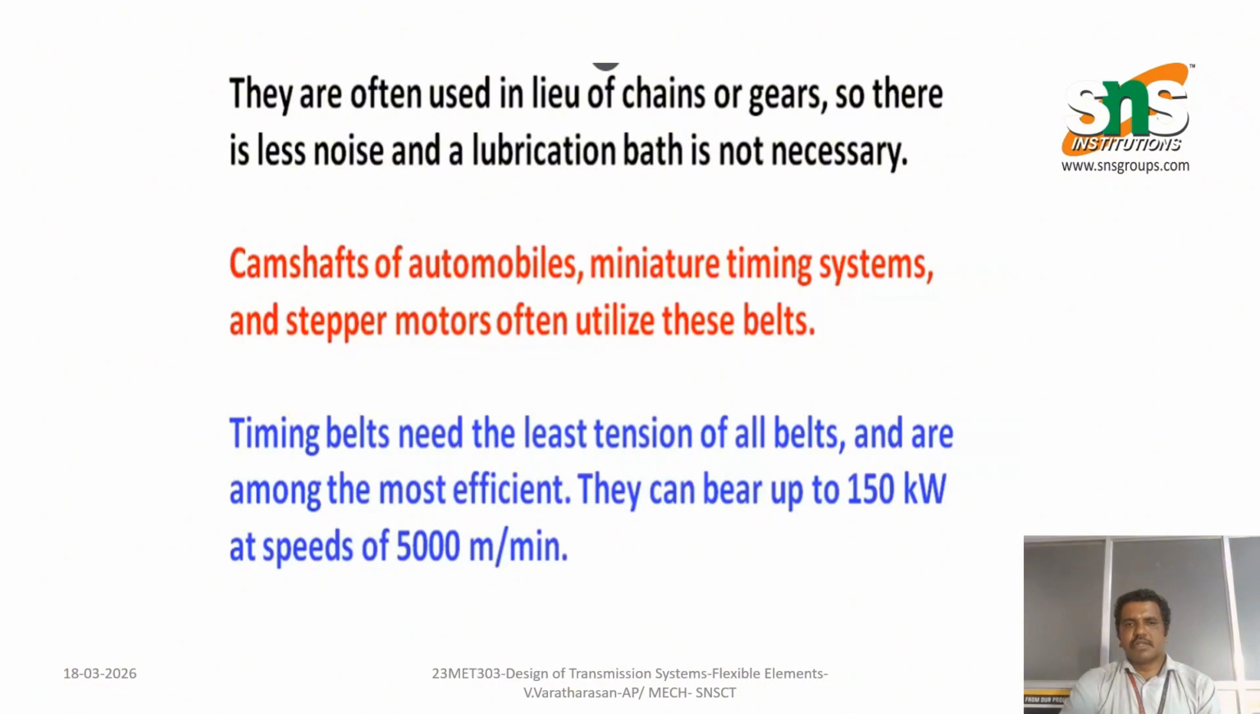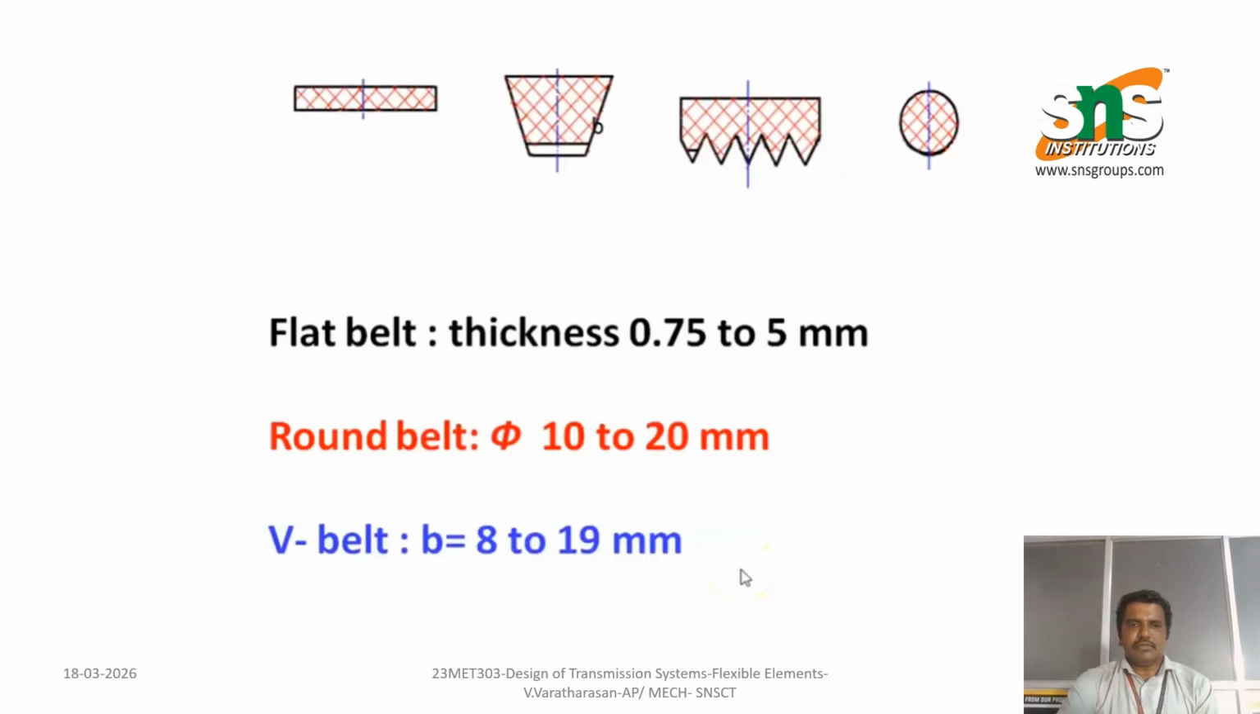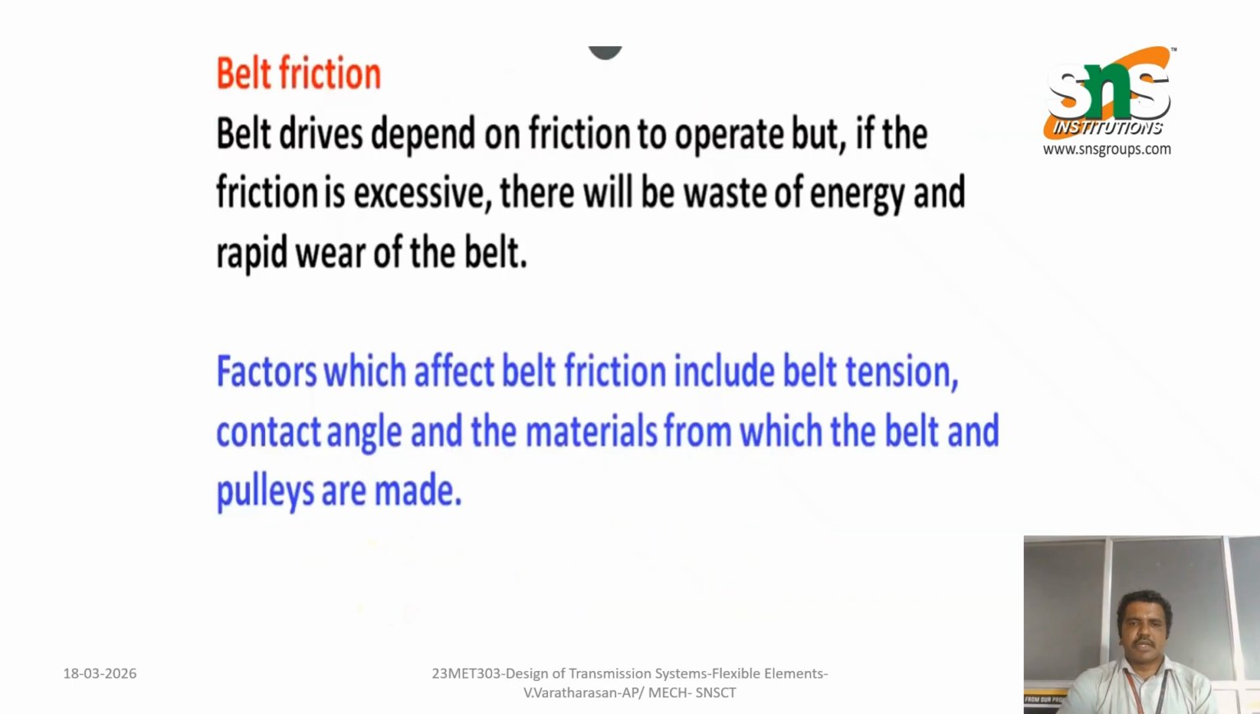Timing belts need the least tension of all belts and are among the most efficient. They can bear up to 150 kilowatts at speeds of 5000 meters per minute. These are the diagrams showing the different types of V belts. The flat belt thickness is normally 0.75 to 5 mm. The round belt is 10 to 20 mm. The V belt thickness is 8 to 19 mm.